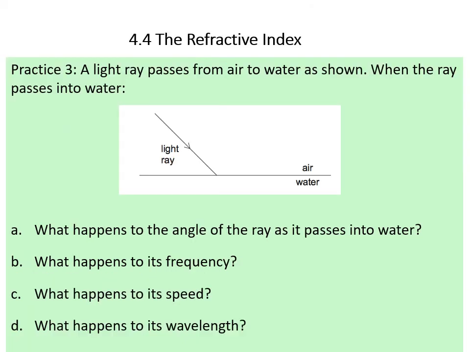Practice 3. A light ray passes from air to water as shown. When the ray passes into water, A, what happens to the angle of the ray as it passes into water? Remember that air is a less dense medium than water. B, what happens to its frequency? C, what happens to its speed? And then D, what happens to its wavelength? Now, if the speed decreases, speed of the wave is equal to frequency times lambda. Speed is decreasing. Frequency does not change. What happens to the wavelength?